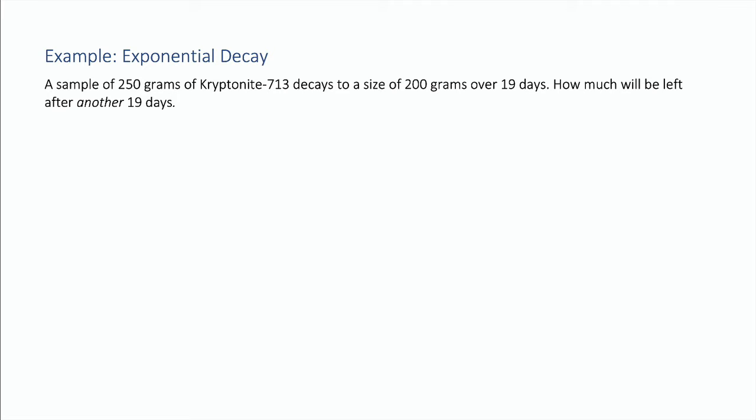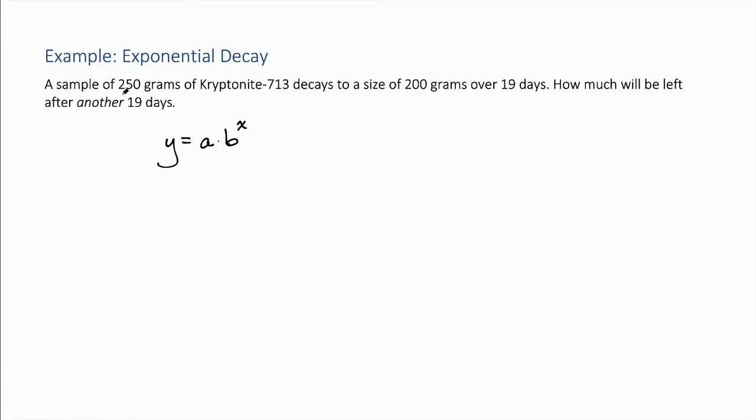A sample of 250 grams of kryptonite-713 decays to a size of 200 grams over 19 days. How much will be left after another 19 days? So what we can do here is start with our general exponential decay function, a times b to the x. This is an exponential decay, so we know b will be between 0 and 1, but that doesn't really matter. That's going to happen as we go through and plug in the values that we have. So we don't really have to worry about that detail right now.